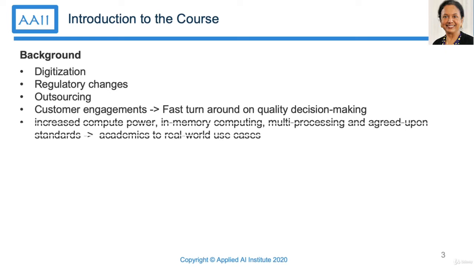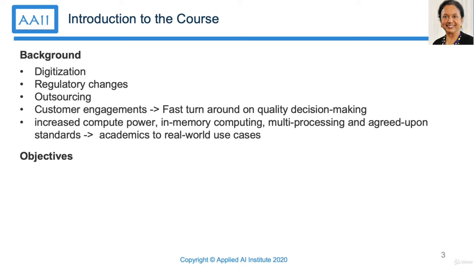The concept of using graph databases to map relationships digitally started seeing popular usage in business around 2015. Increased compute power, in-memory computing, multiprocessing, and agreed-upon standards moved the concept from academics to real-world uses in business and enterprise computing.